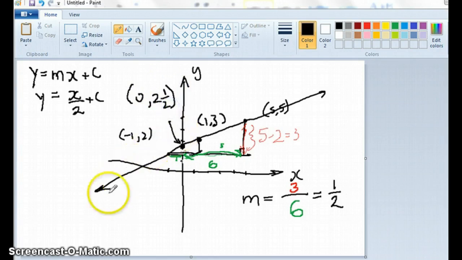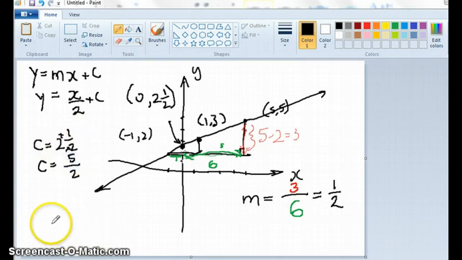Now usually in equations, we don't write it as a mixed fraction. We're going to write it as an improper fraction. Remember how we do this? We put a multiply and a plus. Okay, so the bottom number is 2, the same as this denominator here, but the top number is 2 times 2 plus 1, which is 5. So now I know the full rule. Y equals x over 2 plus 5 over 2.